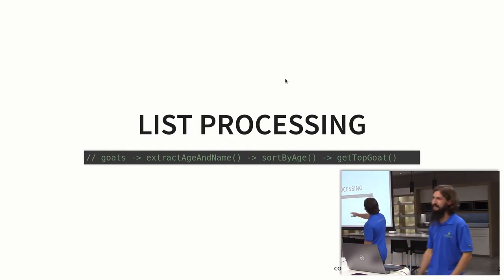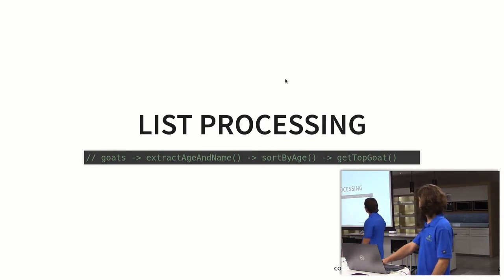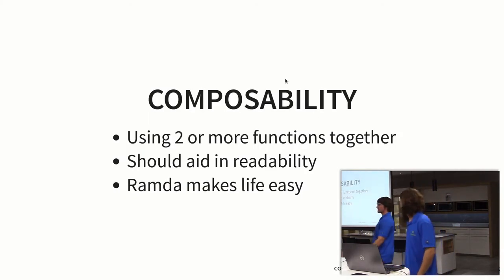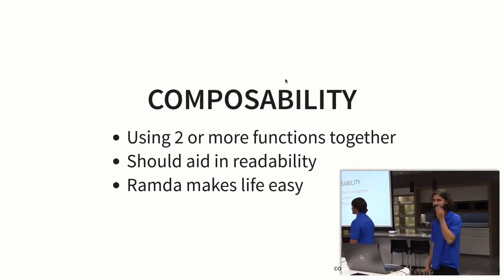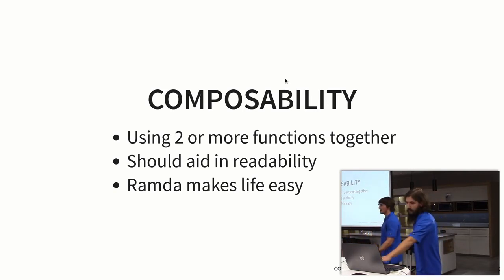And what we're trying to do is we've got some data being passed in, and we want to pass it through all of our functions until it pops out on the other side in the state that we want. Okay? So in this example, we've got goats that come in. We want to extract age and name from them. We want to sort them by age, and then we want to get the top one. And this brings up composability. Okay? So this is just using two or more functions together, building up these pipelines. It shouldn't be something that makes it confusing. It shouldn't obfuscate things. It should be highly readable. And Ramda, yeah, makes things really easy.